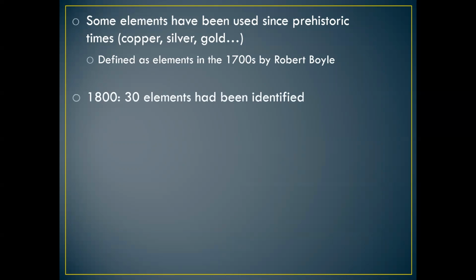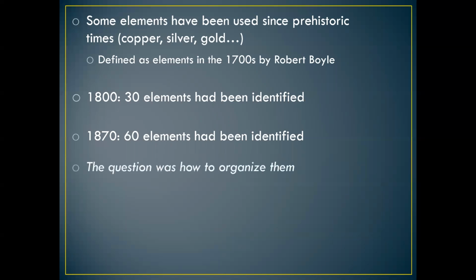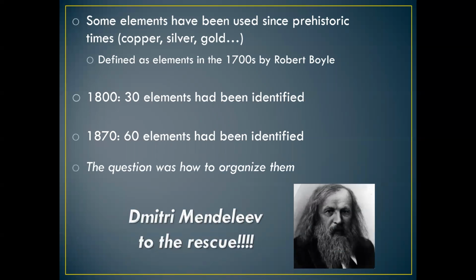So in the 1800s, specifically 1800, 30 elements had been identified, meaning that they'd been discovered and categorized and classified. In 1870, we were up to 60 elements that had been identified. So we're getting more and more elements identified. Now we need a way to organize them for all scientists to be able to access this information. So the question was, how do we want to organize them? Well, Dmitry Mendeleev came to the rescue.